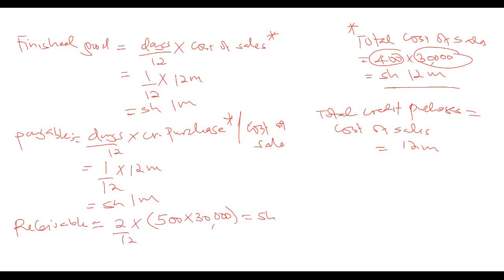Okay. You then get how much for the receivable? 1 million, 1 point?